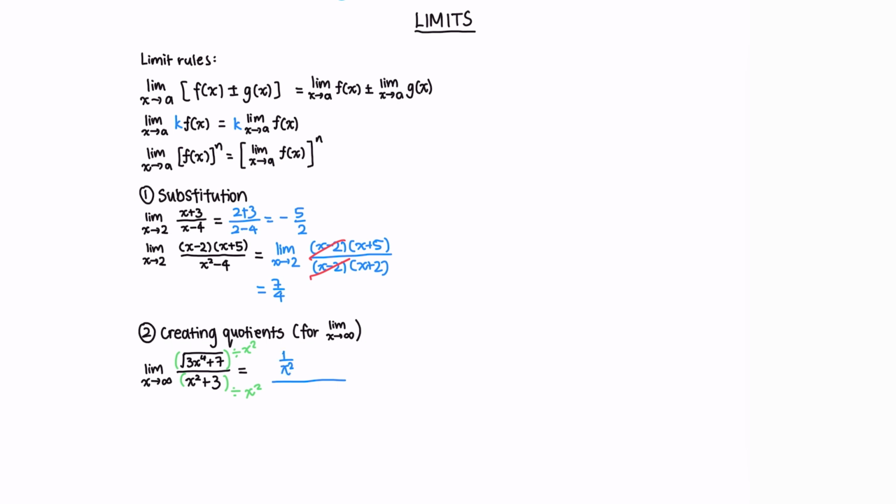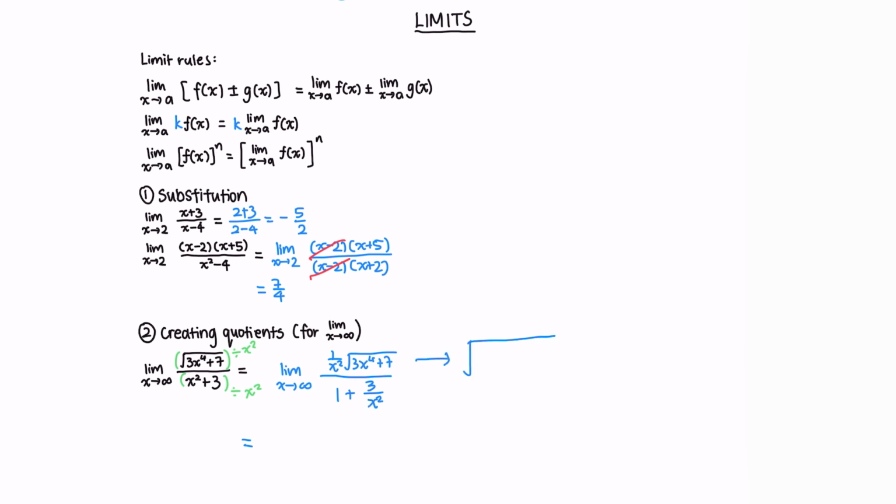And that will get us 1 over x squared times the square root of 3x to the power of 4 plus 7 over... if I divide this by x squared, I should get 1 plus 3 over x squared. So let's write this out. This is just the limit as x approaches infinity of 1 over x squared times this surd, and then we'll have 1 plus 3 over x squared.